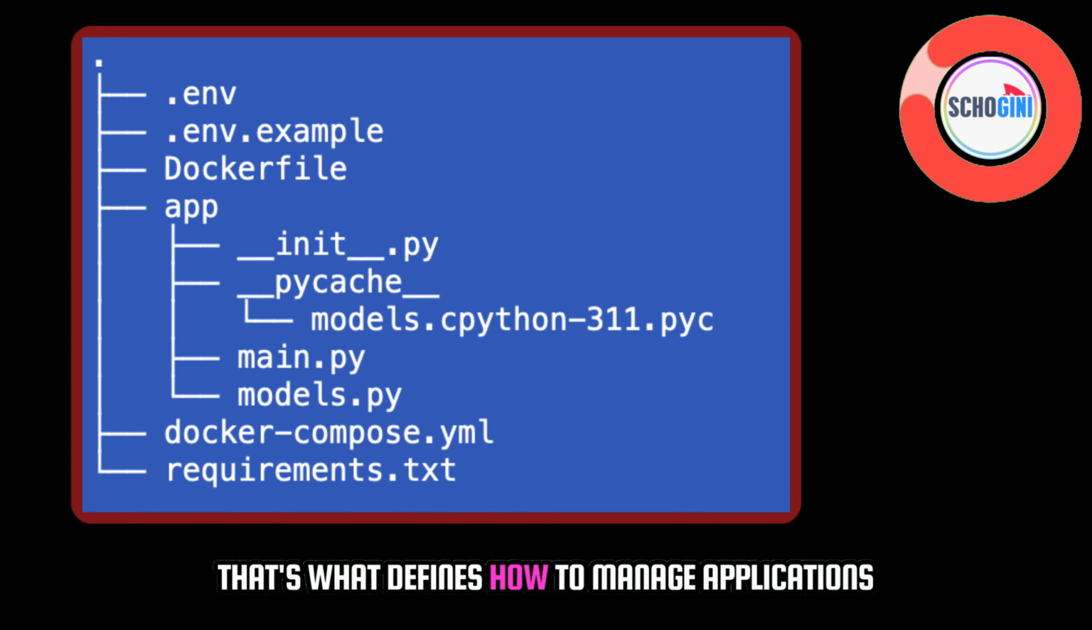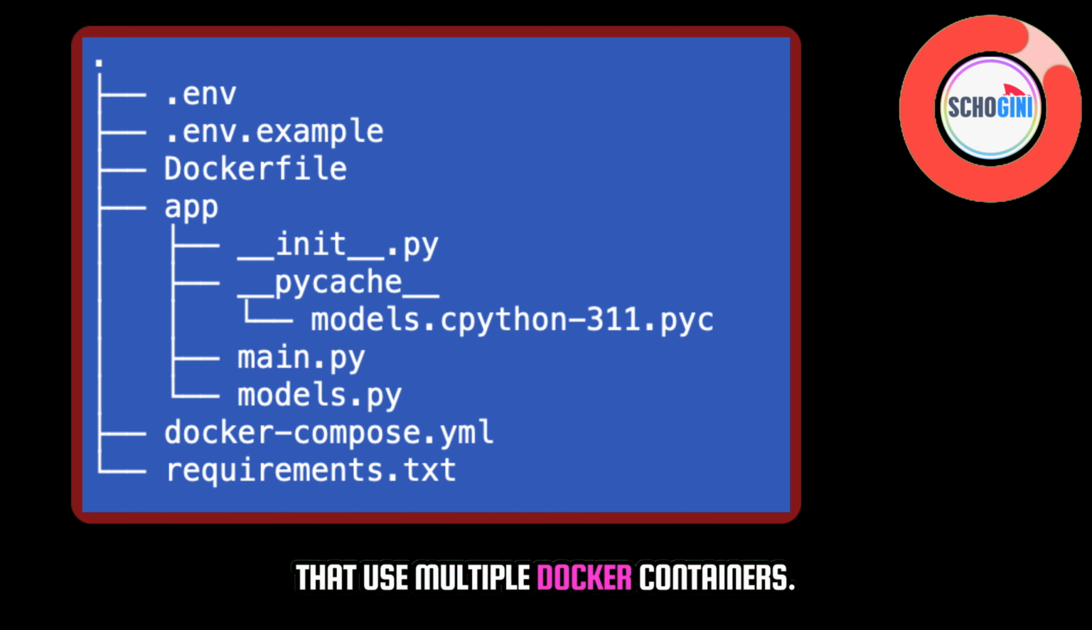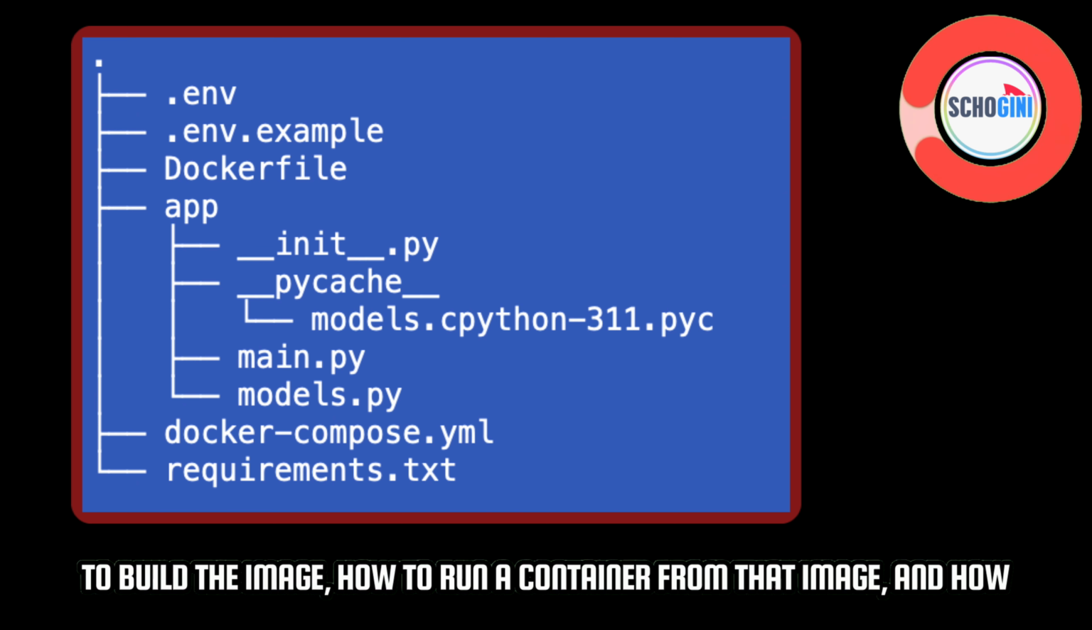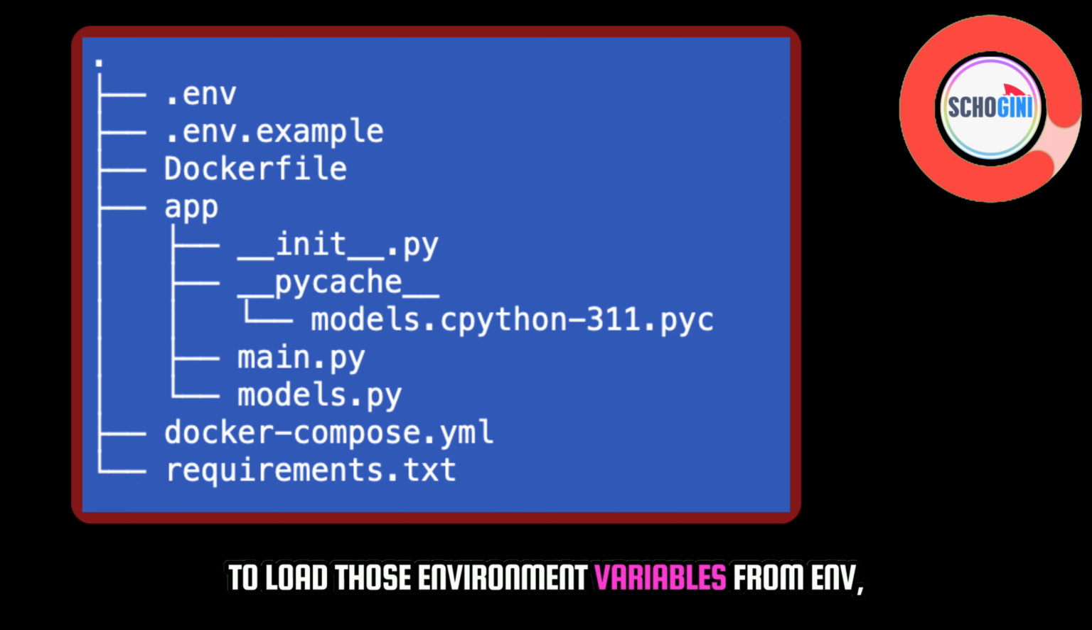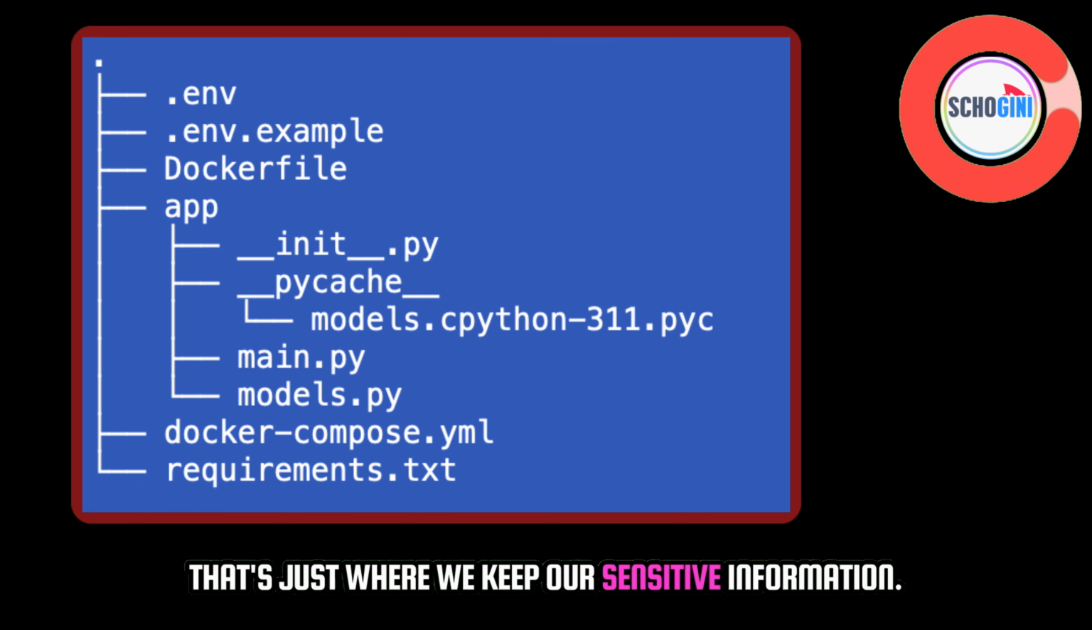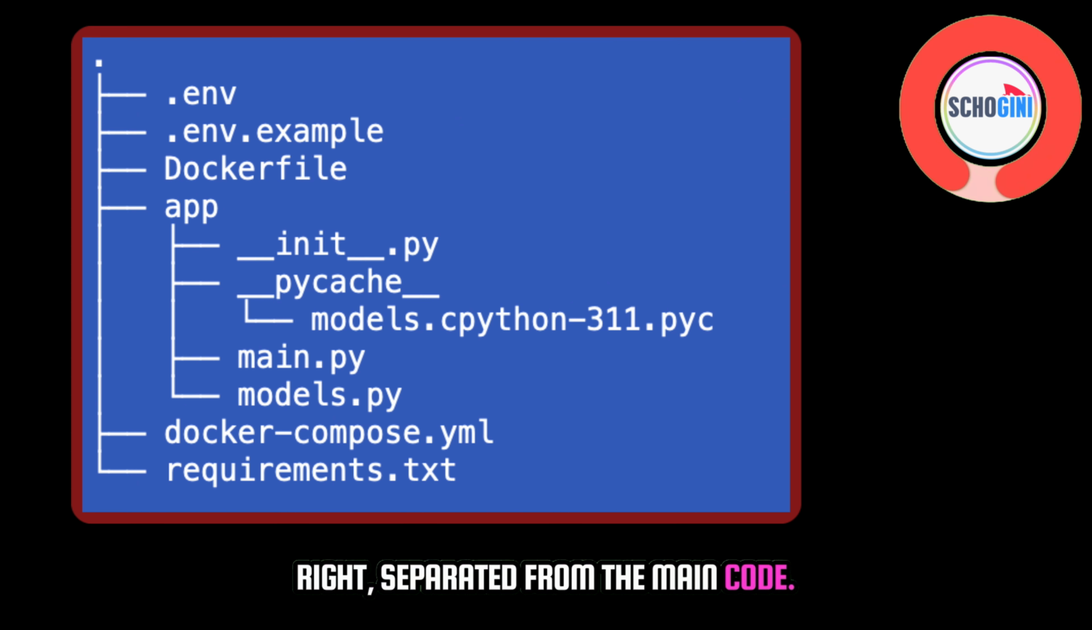And then docker-compose.yml, that's what defines how to manage applications that use multiple Docker containers. In our case, it tells Docker to use the Dockerfile to build the image, how to run a container from that image, and how to load those environment variables from .env, including that all-important secret API key. And the .env file, that's just where we keep our sensitive information, right? Separated from the main code? Exactly. It keeps everything organized and secure.